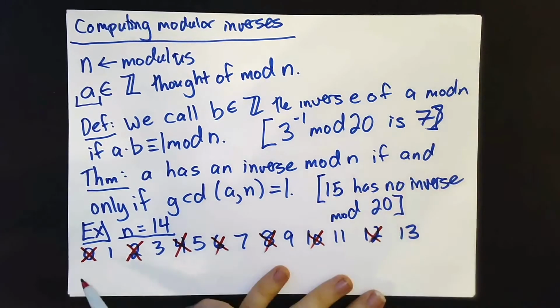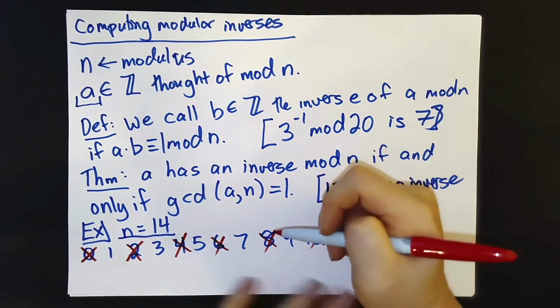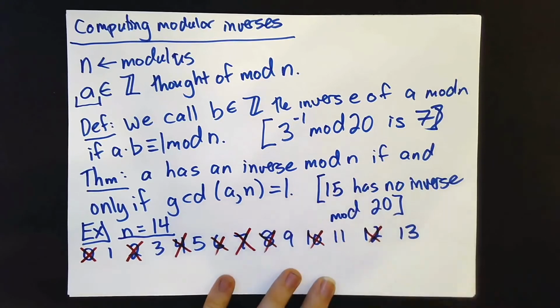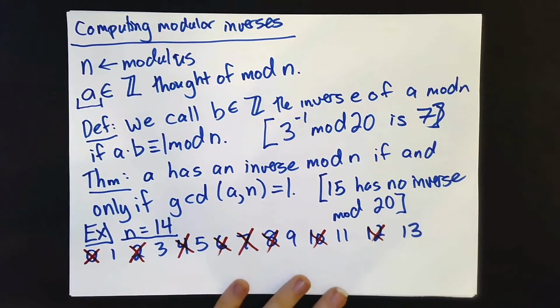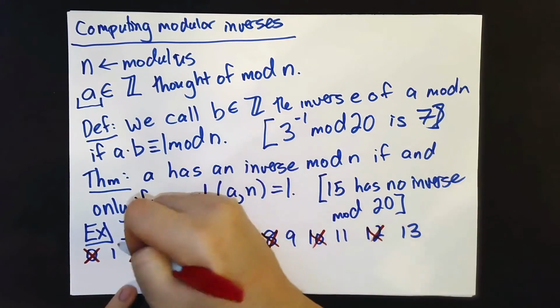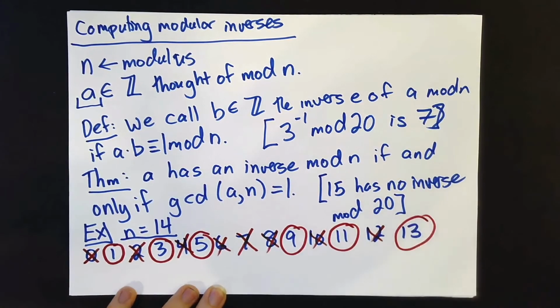And then there's one more thing that's not going to have an inverse. Namely, that's going to be 7. Because again, 7 is a factor of 14, so 7 shares that factor with 14. So at the end of the day, when we write this down, there are a total of 6 elements mod 14 that have an inverse.